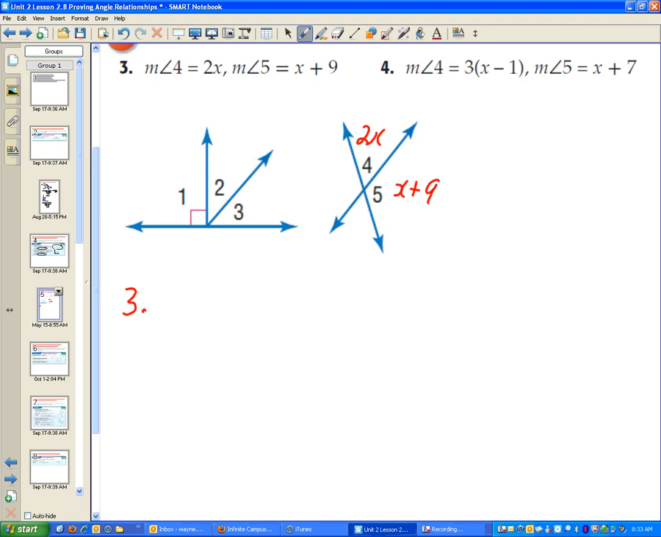So of the theorems we've talked about already today, which one applies to this situation? The supplement theorem. These two angles are a linear pair, so they're supplementary to each other. So 2x plus x plus 9 equals 180. That's using the supplement theorem. We can solve for x, then we can tell what the angles are. So do that. Solve for x.